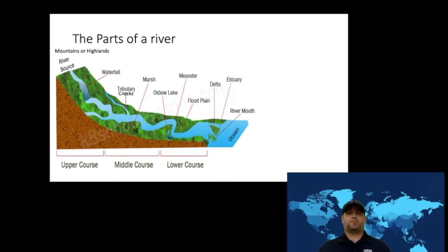You have a delta and the mouth of the river at the end, okay? And all rivers are broken down into an upper course, a middle course, and a lower course, okay? So we have creeks, we have rivers, we have waterfalls, we have marshes, we have different things like a floodplain.